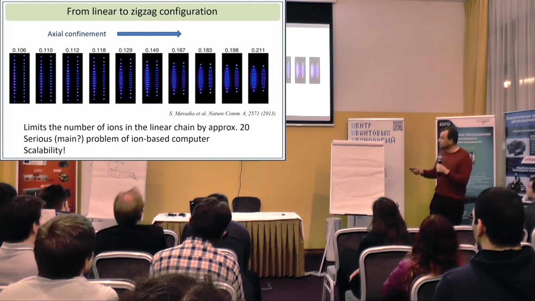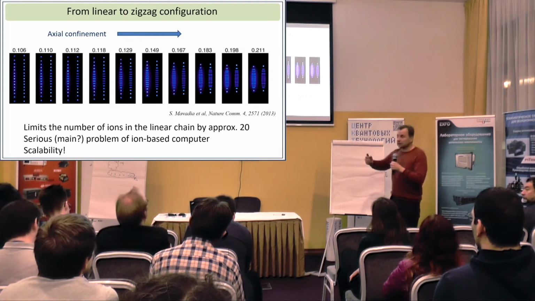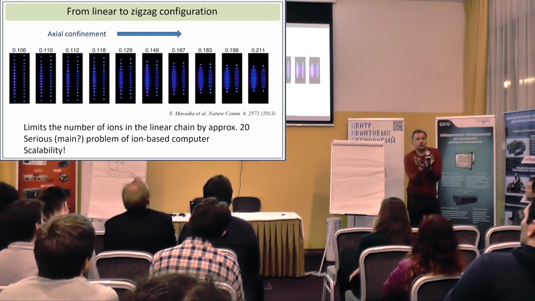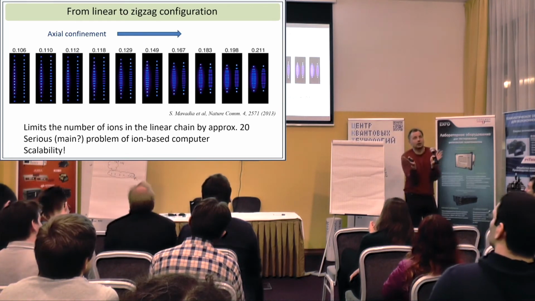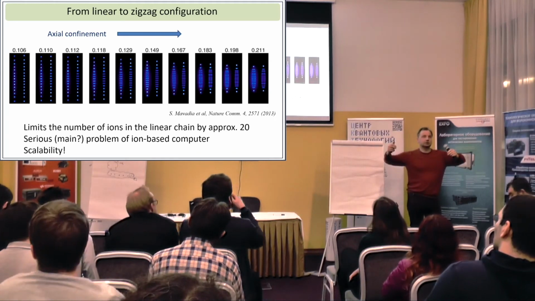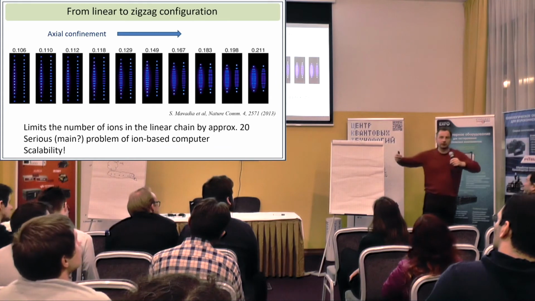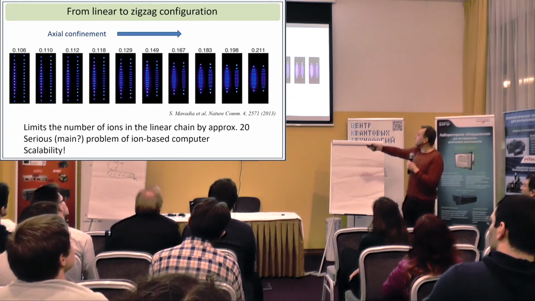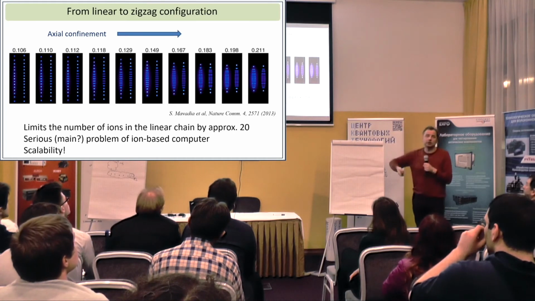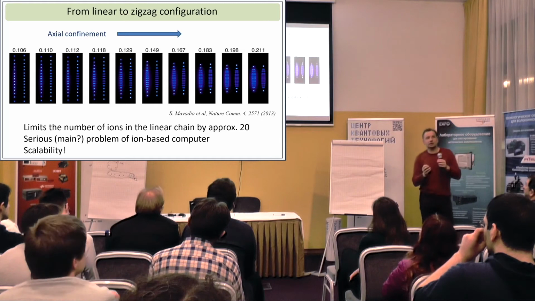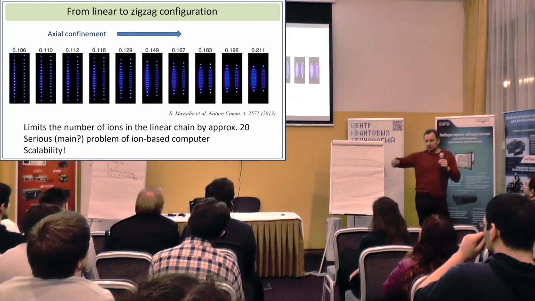Because if we start to increase the number of ions in the chain, how to do it? Typically, we make the potential more and more soft along the z-axis, so we just reduce the voltage on the end caps, for example, and then we trap more and more atoms. It looks nice until some moment when they start to build a zigzag configuration, because they are not well localized.